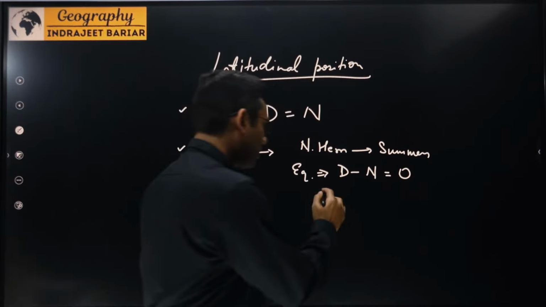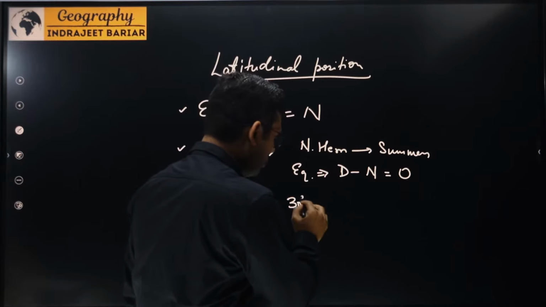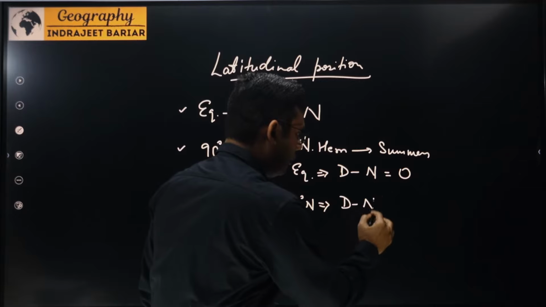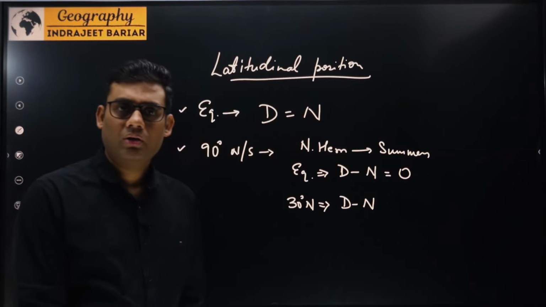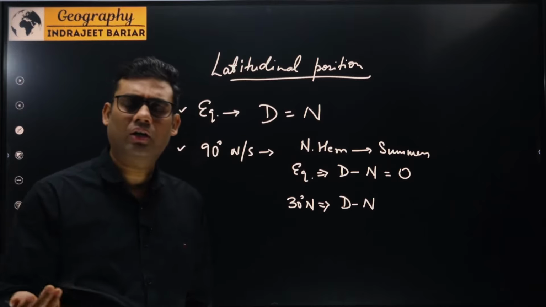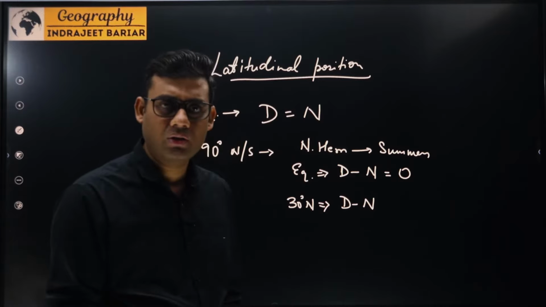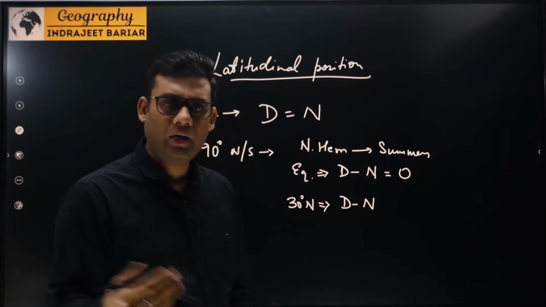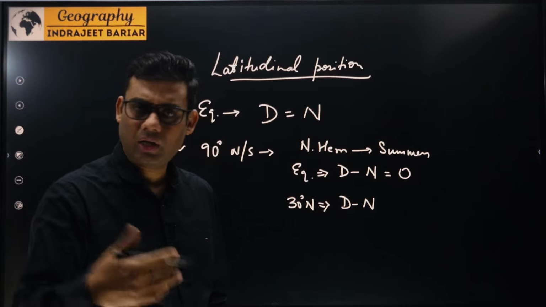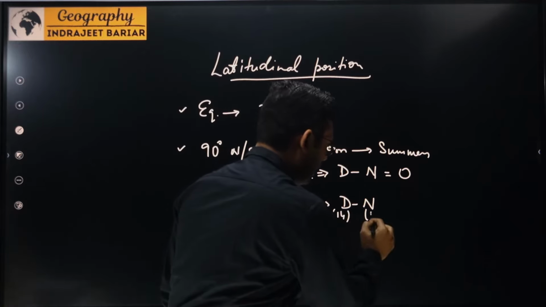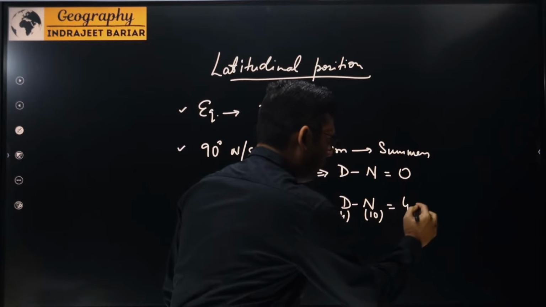Okay, whereas if you reach, let's say, 30 degrees north latitude, day minus night would be something like this. On 30 degree latitudes, if the day is, let's say, 14 hours, night is 10 hours only. Arbitrarily we are taking the values. So 14 minus 10, I'll get 4 hours.